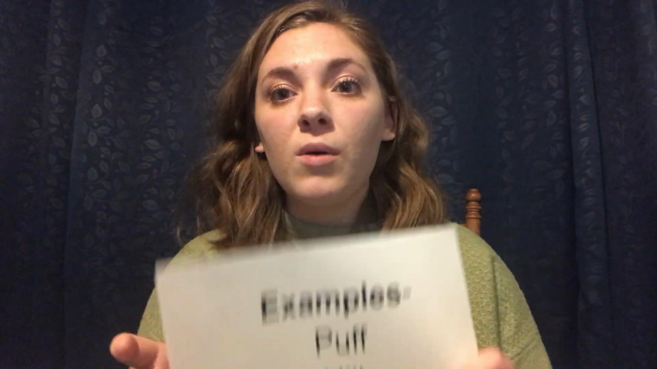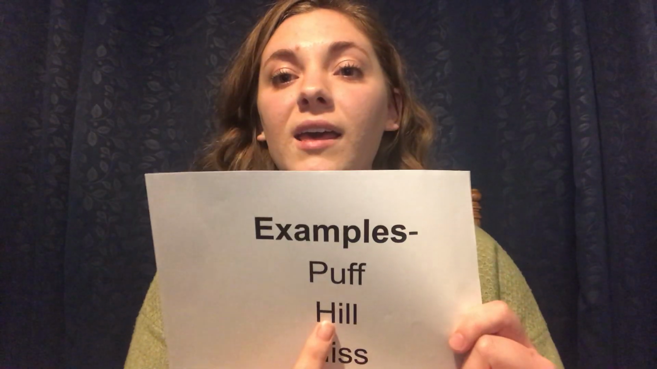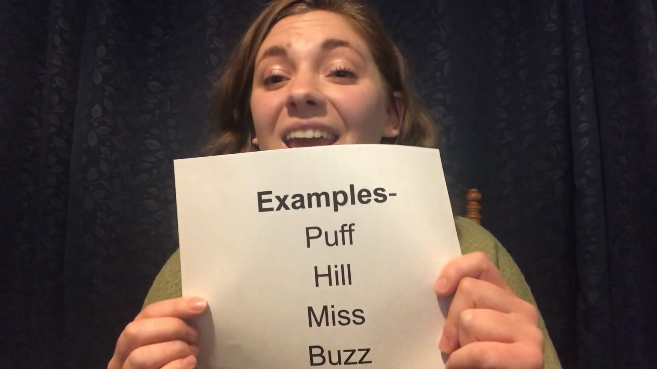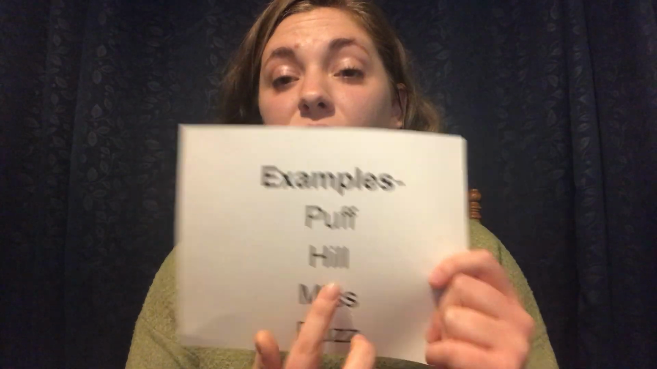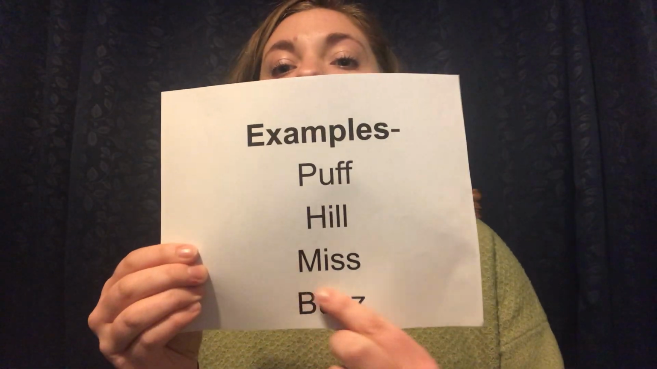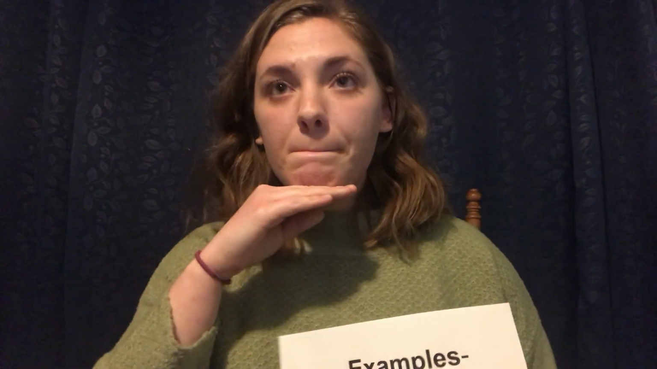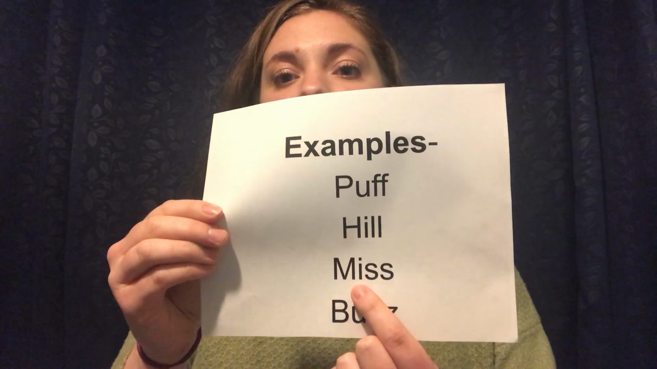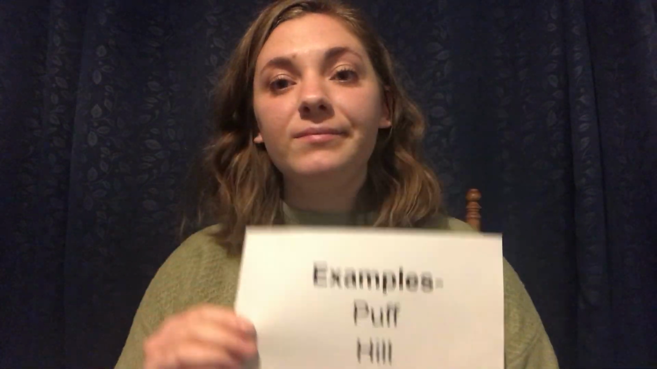Hill. 1 syllable. Short I. And it ends in an L sound. So there's going to be 2 L's, a double L. Miss. 1 syllable. Let's look at the I. Mi. Short I. And then it has an S sound at the end. So we're going to have a double S.